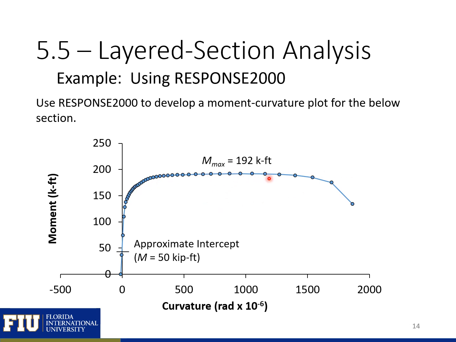We can also get from the moment curvature plot the maximum moment, and we can also see and gauge and get some idea of the ductility of the section. So we can get the ultimate curvature and compare it to the yield curvature to get the curvature ductility and see how ductile our section is.